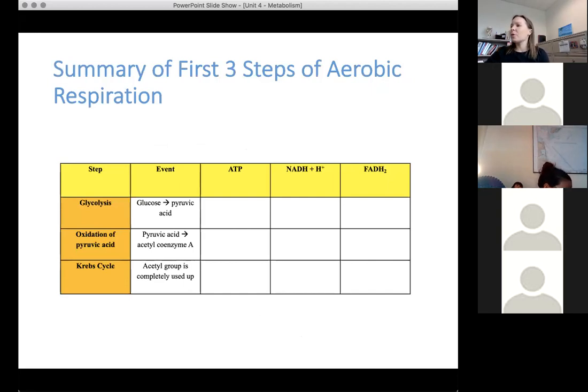So a quick summary of what's happened so far, and you guys can fill in the chart. We have the first 3 steps listed here of aerobic or cellular respiration. They are glycolysis, then step 2 is the oxidation of pyruvic acid, and then step 3 is the Krebs cycle, what we just talked about. I filled that in for you.